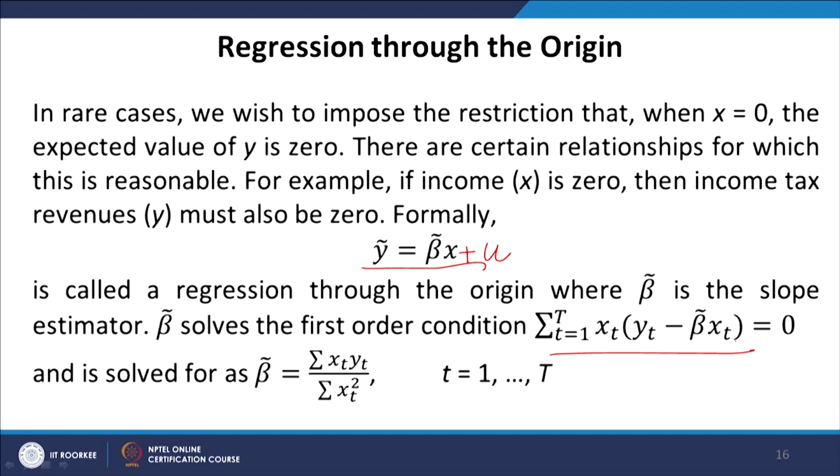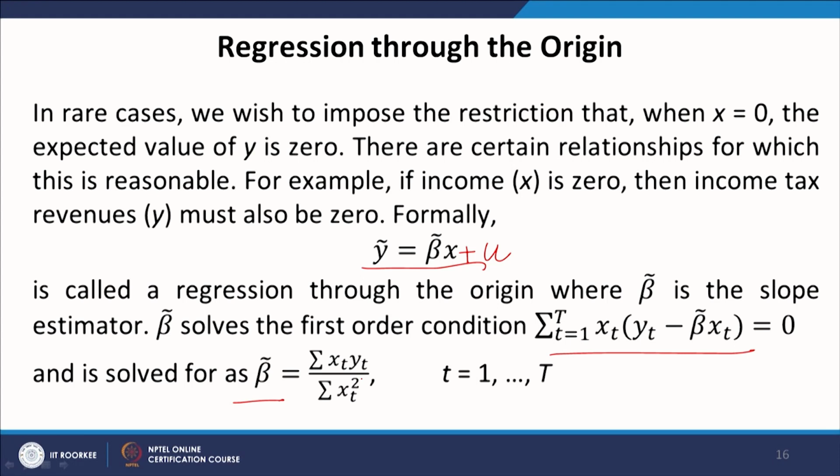When we had two parameters to be estimated, we had two first order conditions, and when we have only one parameter to be estimated, we have only one first order condition. From this first order condition, beta tilde is solved as the summation of x_t y_t upon the summation of x_t square, t running from 1 to capital T.